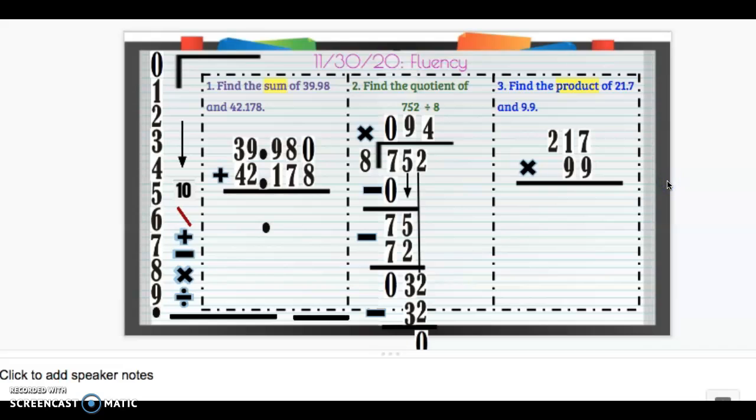So 9 times 7 is 63. So I put my 3 and bring up my 6. 9 times 1 is 9. 9 plus 6 is 15. So I put my 5 and then my 1. 9 times 2 is 18. 18 plus 1 is 19.